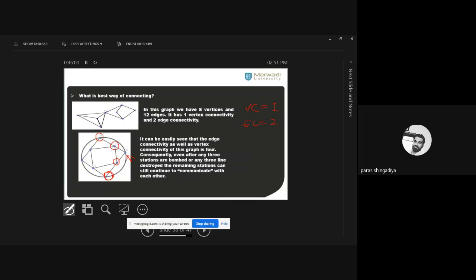Clear? So in comparison to this one, this situation is a better connected situation. Clear? Because it has more vertex connectivity as well as edge connectivity. This graph has more vertex connectivity as well as edge connectivity. So we can apply this concept to real life.